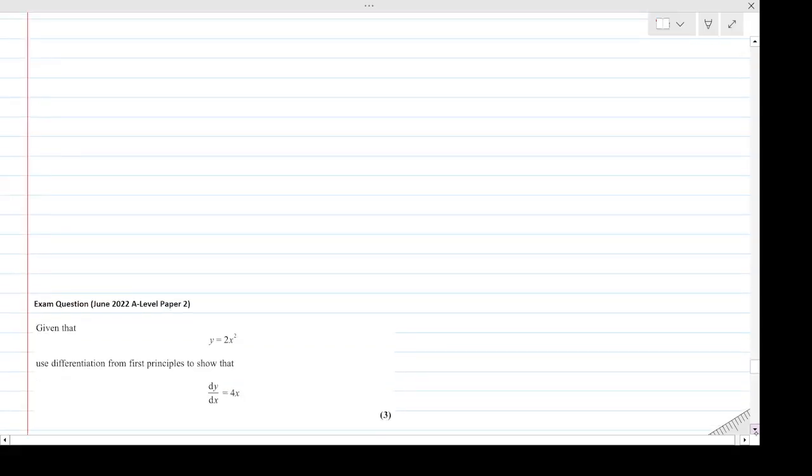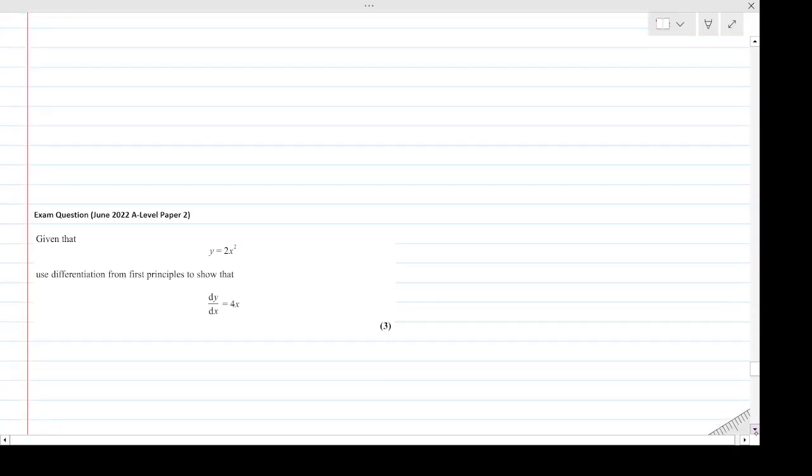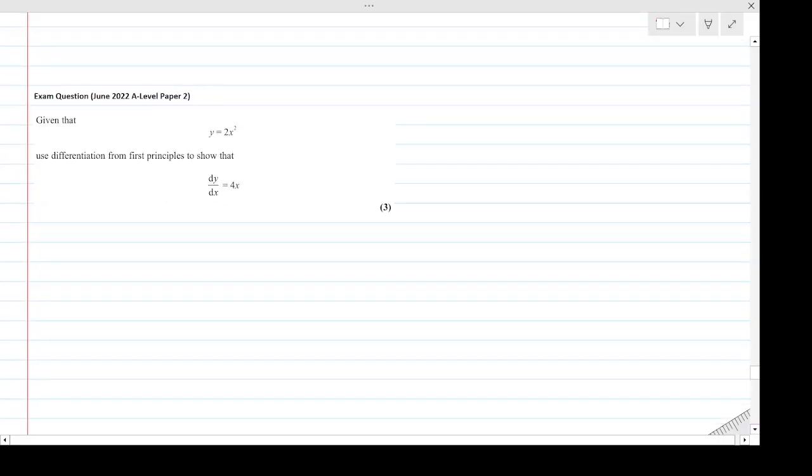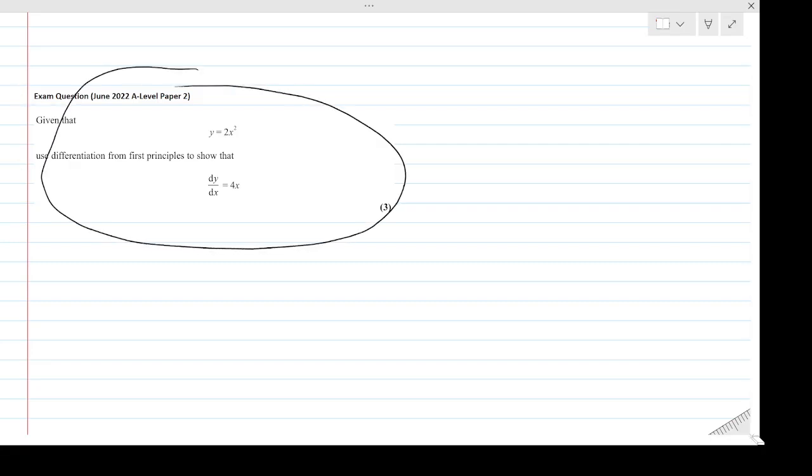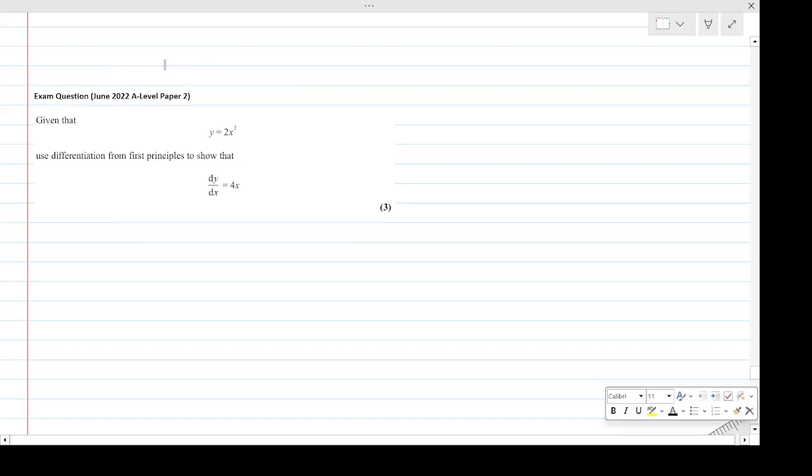Okay, so we're going to finish off with an exam question then. And you can see the exam questions are usually the same sort of question on this topic. They very rarely deviate from this sort of style of question. So once you can get the sort of method down, you should be fine.